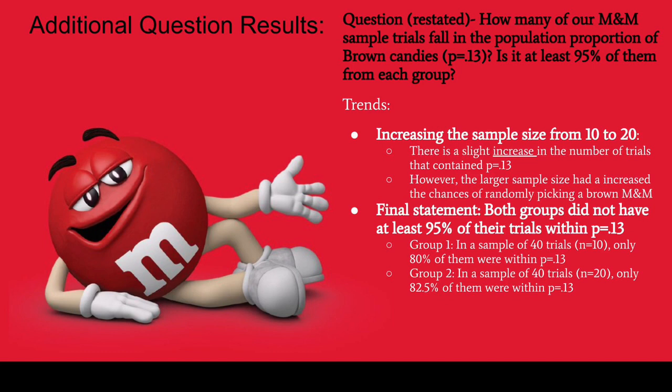So our final statement for this project will be: both groups did not have at least 95% of their trials within the true population. The first group, in a sample of 40 trials, only 80% of them were within the true population. And in the second group, only 82.5% of them were within the true population.